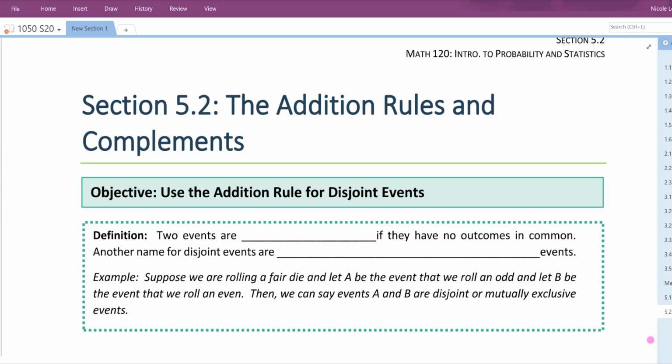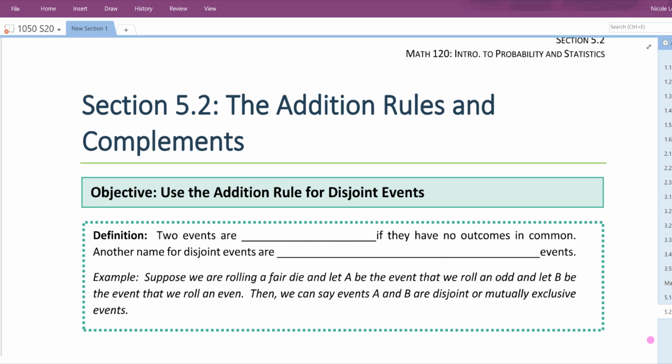So, in the previous section, I mentioned at the very beginning that with chapter 5, one of the things that makes this a little bit tricky of a chapter is that there's going to be a lot of different rules as we progress through chapter 5. So, in section 5.2, we're actually going to be looking at three of those rules.